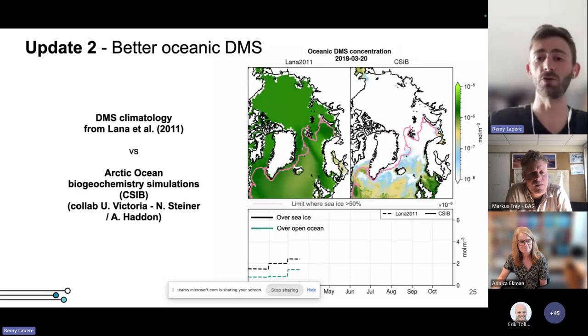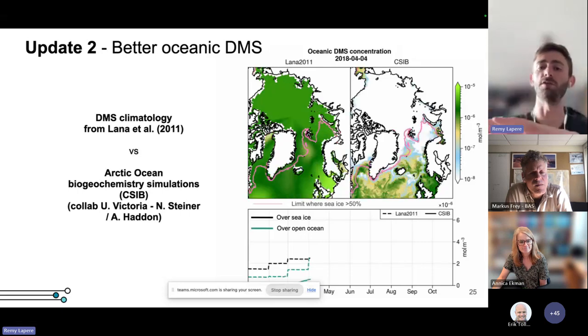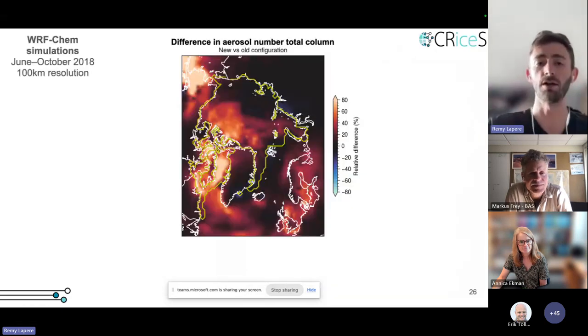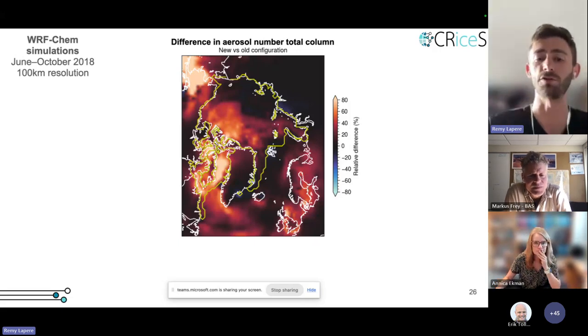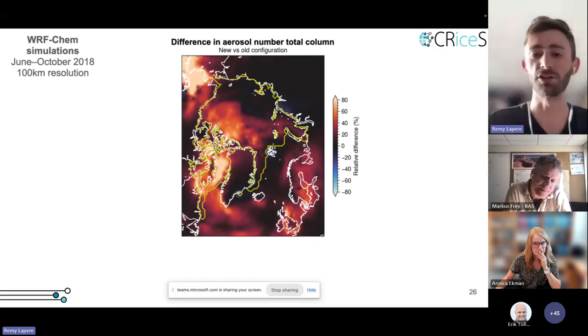And when we put these two in the models and we compare with the previous version we had a year ago, here's the result on the number of aerosols in the atmosphere. So that's a 100-kilometer resolution simulation for a few months. And we get an increase even over sea ice regions of more than 80% in aerosol number, just by updating the chemistry and by substituting a coarse climatology of oceanic DMS with detailed simulations.